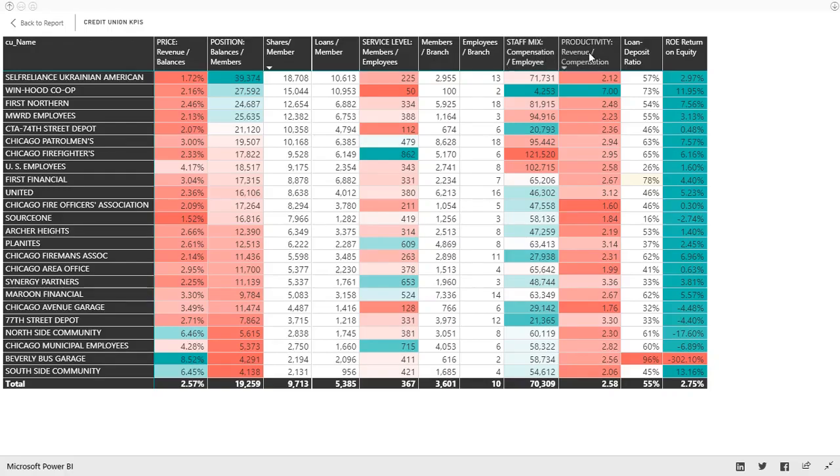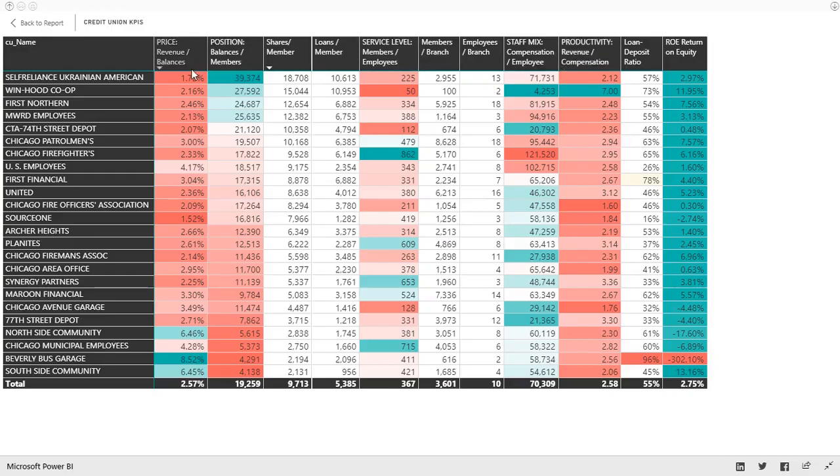The productivity ratio is revenue over compensation, which is really the end game in retail banking service delivery. So what we have here is a ratio that genuinely shows for each dollar we spend on people, how much are we bringing in revenue?